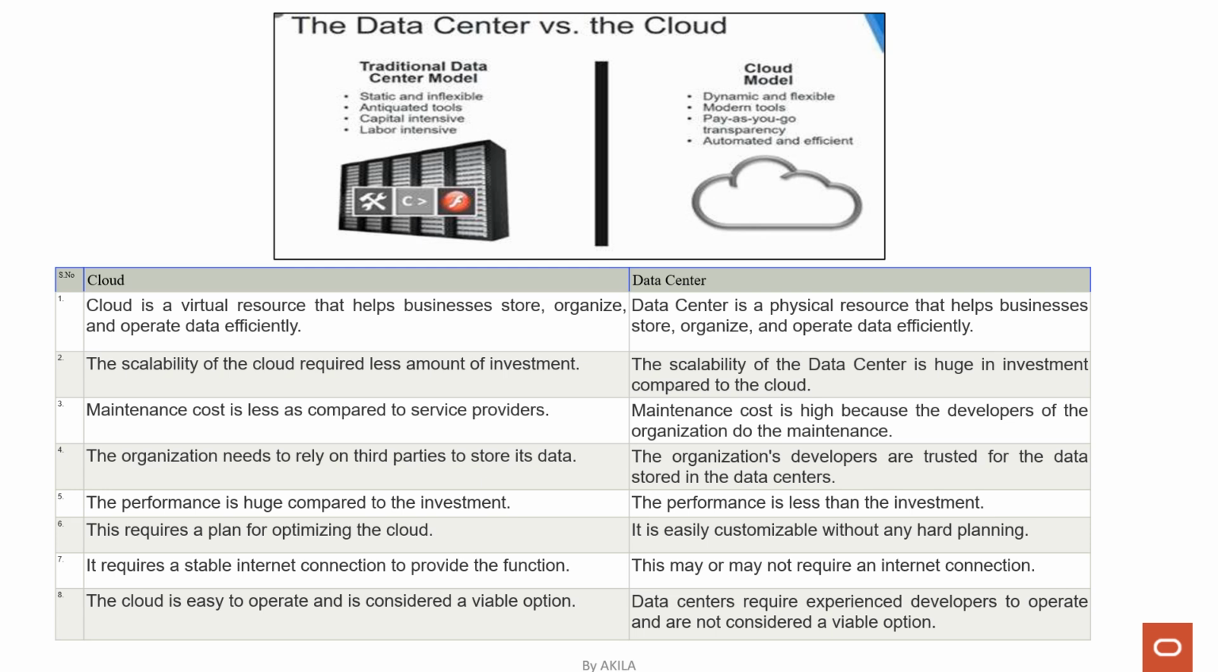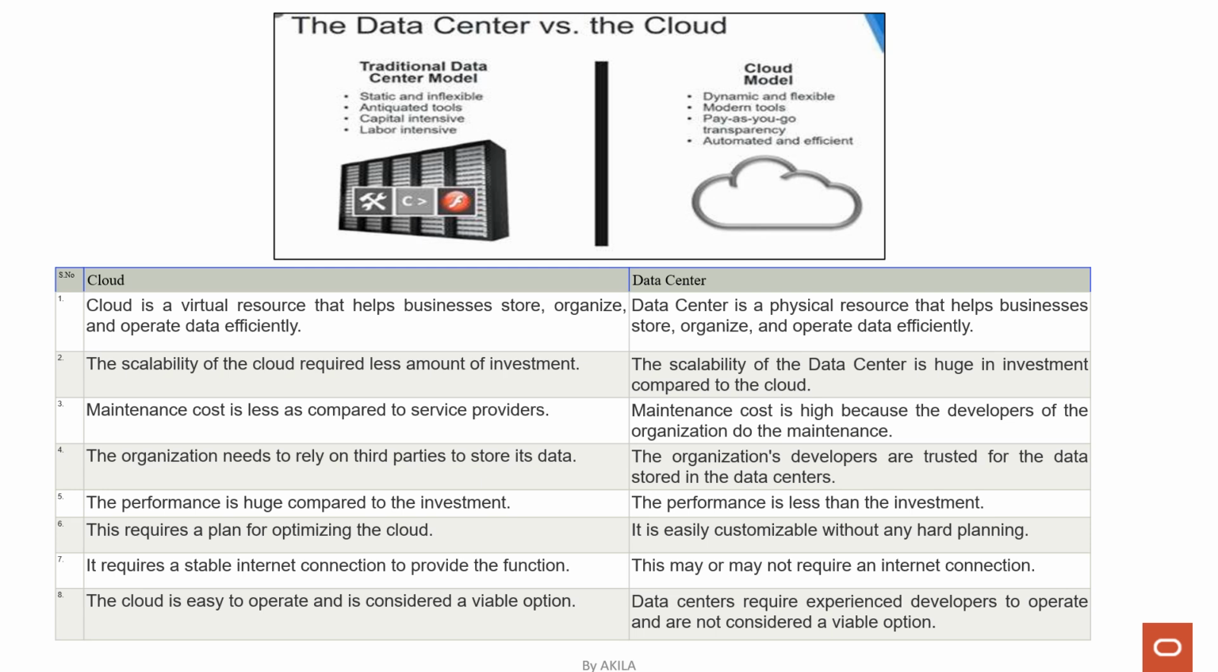Here the organization and developers are trusted for the data stored in the data center. Performance wise, because of the less investment, cloud is better, but for a data center we need to make more investment, and cloud requires a plan for optimizing. But here, we are going to create the data center according to the company itself. So automatically we can customize the optimization for a particular company. That is possible with a data center.